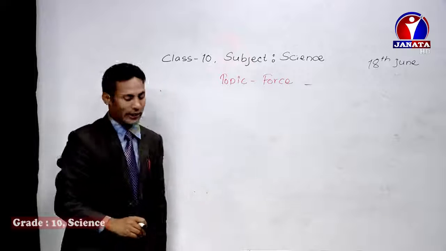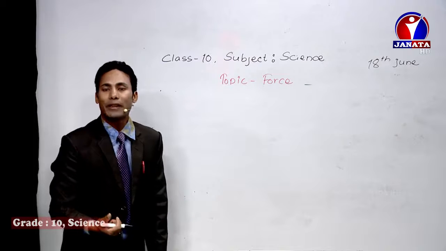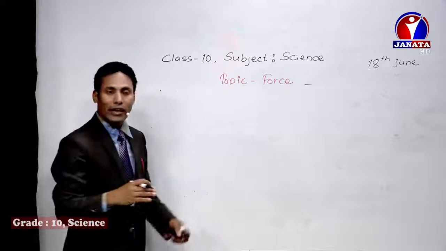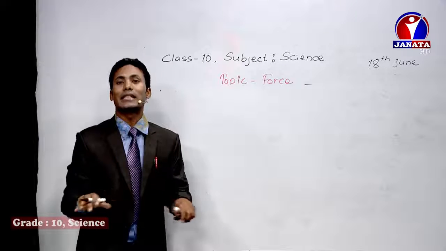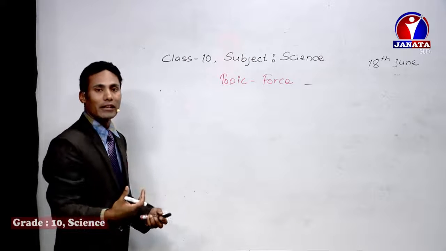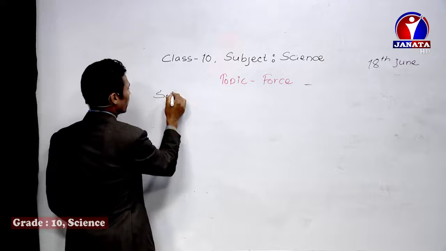Now the next question: what is the change in the gravitational force when the distance between them is halved, keeping the mass constant? So we are going to decrease the distance. Distance is decreased by half. Then what kind of change is there in the gravitational force? Let's check. Okay, so again, solution.